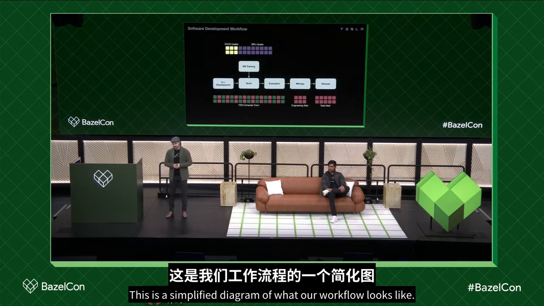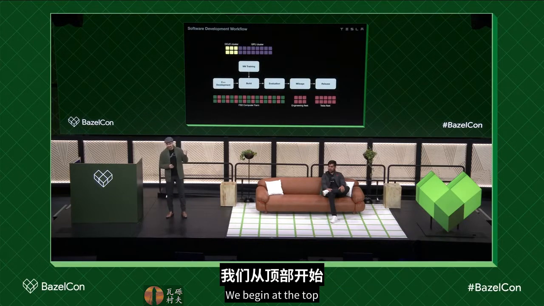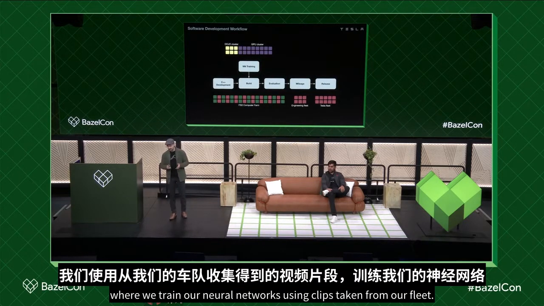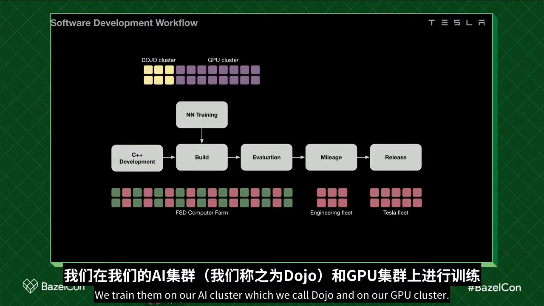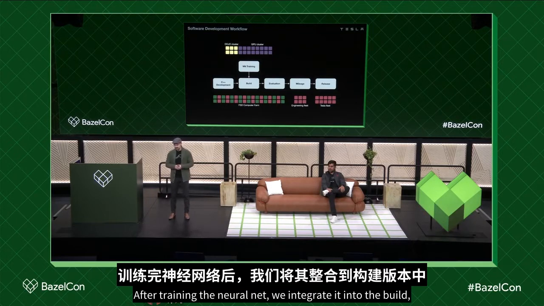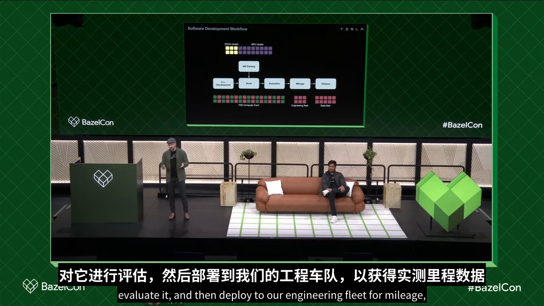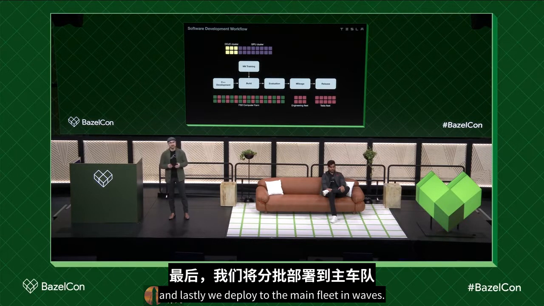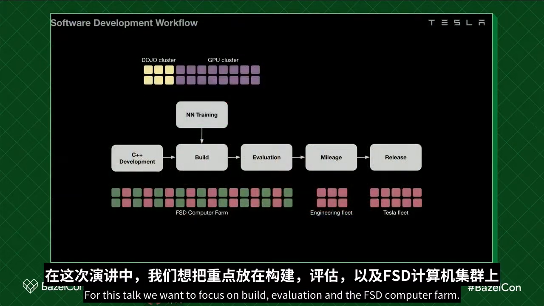This is a simplified diagram of what our workflow looks like. We begin at the top, where we train our neural networks using clips taken from our fleet. We train them on our AI cluster, which we call Dojo, and on our GPU cluster. After training the neural net, we integrate it into the build, evaluate it, and then deploy to our engineering fleet for mileage. And lastly, we deploy to the main fleet in waves. For this talk, we want to focus on build, evaluation, and the FSD computer farm.